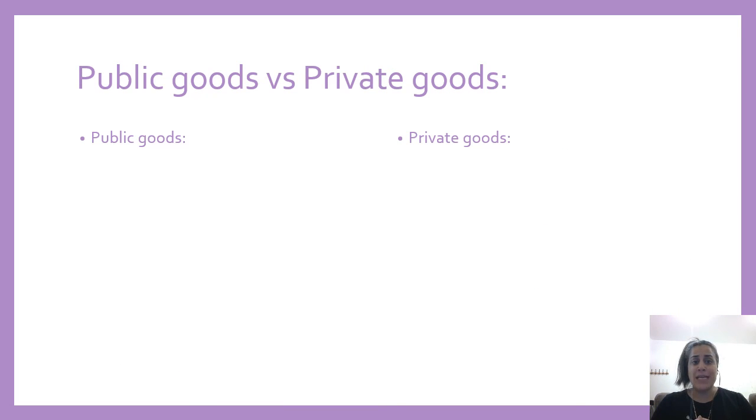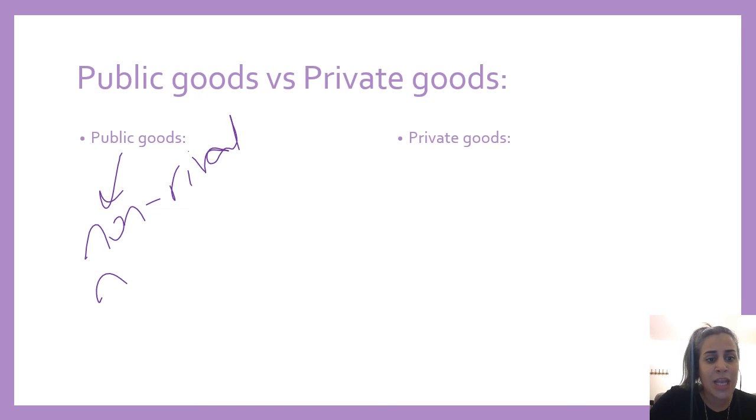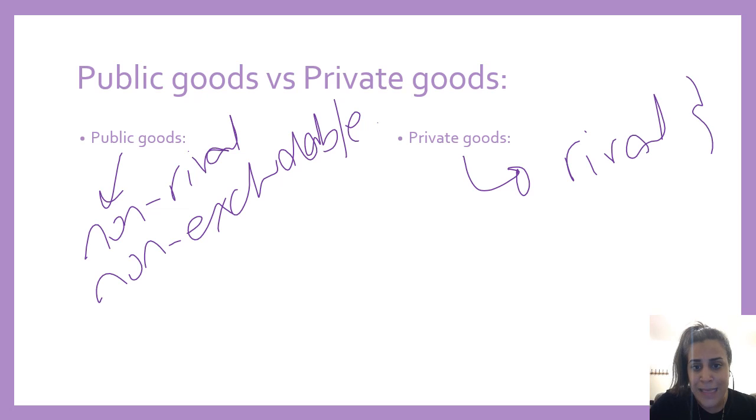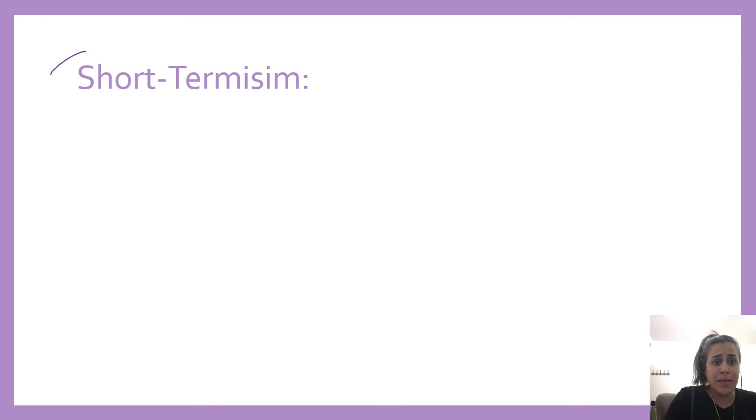We already explained the difference between a public and a private good, so I would just like to go over it real quick. A public good is a good that is non-rival and non-excludable. These are the new key terms that I need you to really know. However, the private good is both rival and excludable. Okay? This is the last term that I would be explaining.